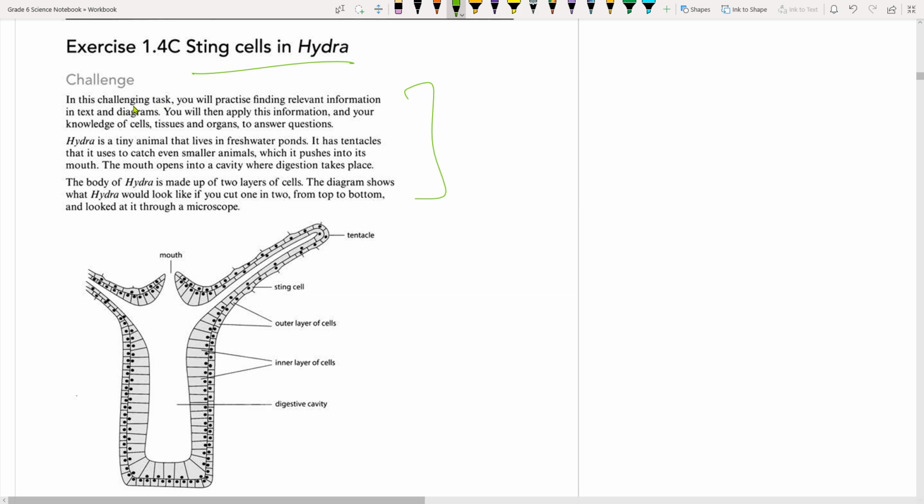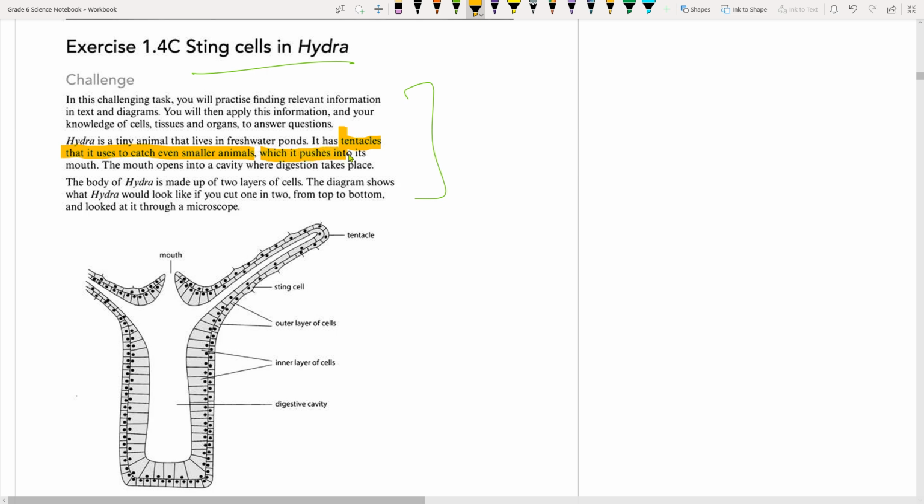In this challenging task, you will practice finding relevant information in the text and diagrams. You will then apply this information and your knowledge of cells, tissues, and organs to answer questions. Hydra is a tiny animal that lives in freshwater ponds. It has tentacles that it uses to catch smaller animals. Now, this is what I'm going to highlight. This is exactly what the student corrected for me, and I'm very thankful. Right? Okay. So the tentacles that it uses to catch even smaller animals, right?